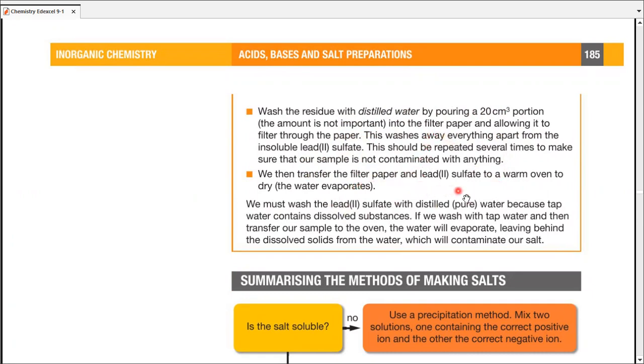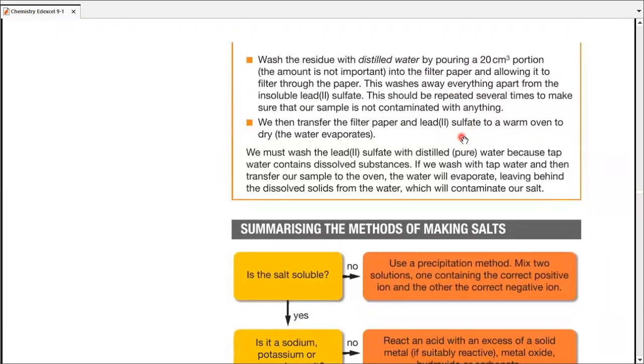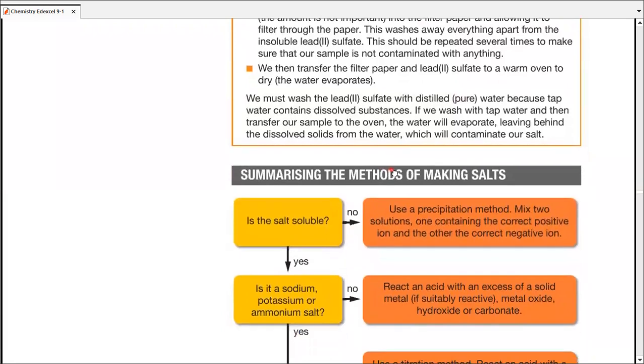We then transfer the filter paper and the lead sulfate on top of it to a warm oven or any warm place to dry. The water would evaporate. There you go. You have the pure dry crystals of your precipitate with you. Remember, you always wash with distilled water or pure water, never tap water, because tap water has impurities, and those impurities are going to mess up your whole process, your whole practical. They will easily contaminate your salt.